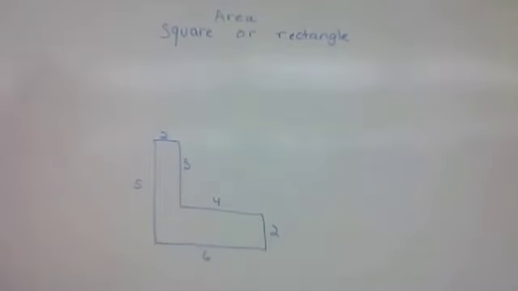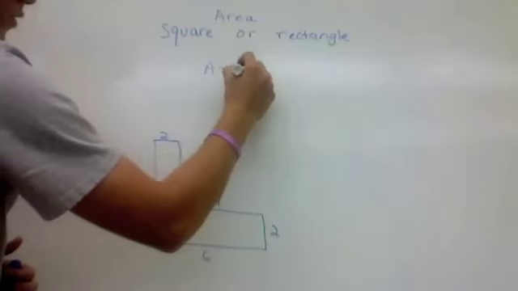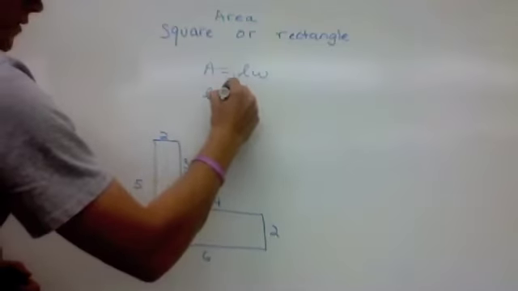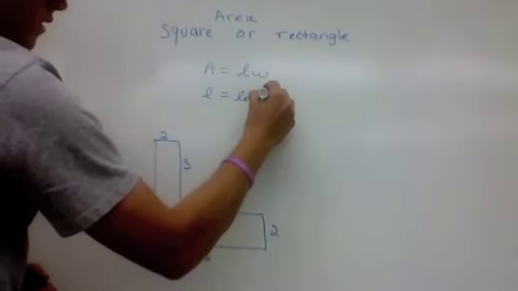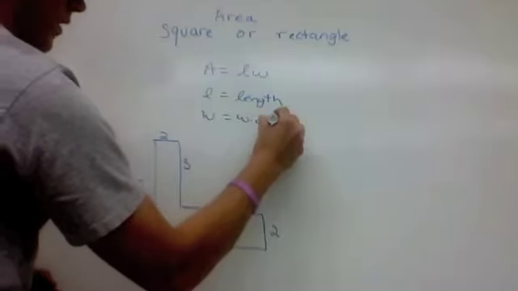So the first type of figure we're going to look at finding area is the area of a square or a rectangle. In order to find the area of a square or a rectangle, we're going to multiply length times width. L stands for length, and W stands for width.